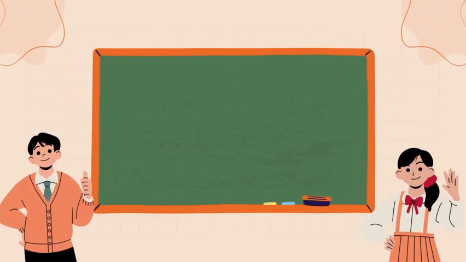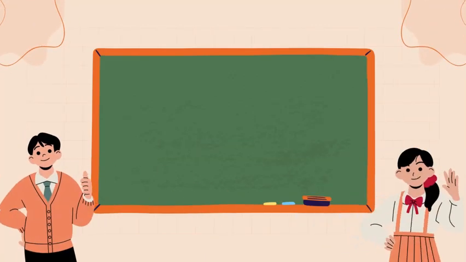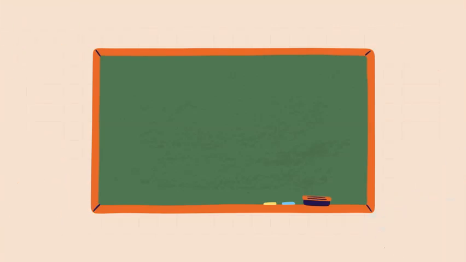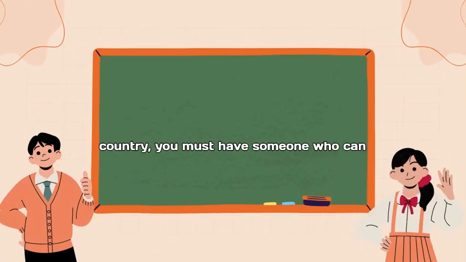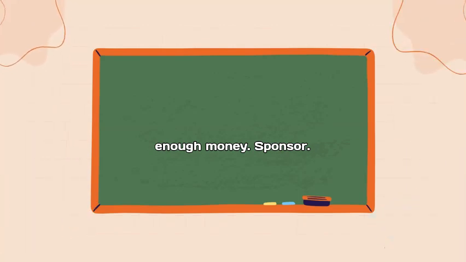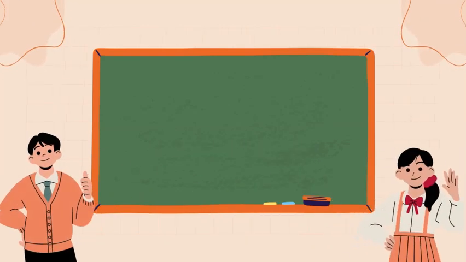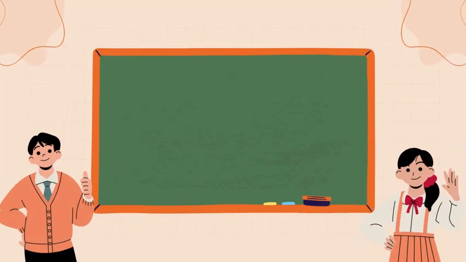Now say the word and hear it in a sentence. Sponsor. Nike is sponsoring our sports team. Sponsor. If you apply for a visa to another country, you must have someone who can sponsor you and guarantee that you have enough money. Sponsor. My father sponsored my visa application.